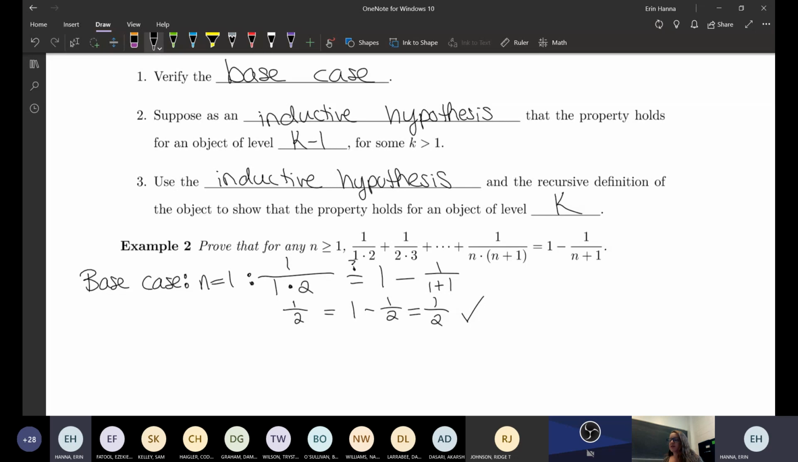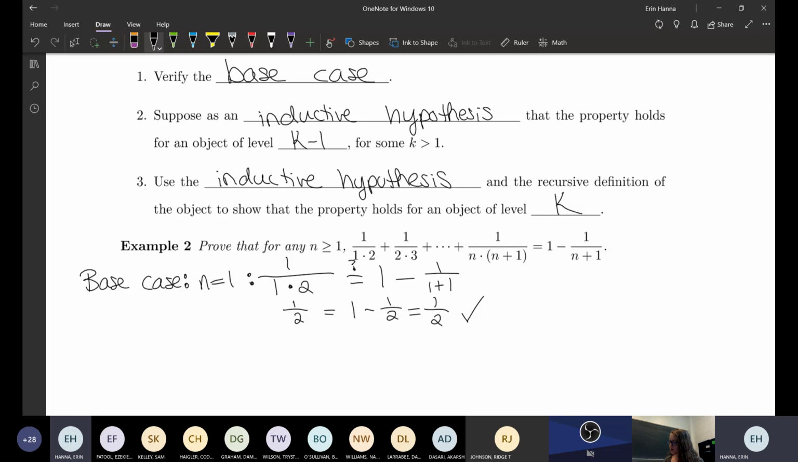We then want to assume it's true for k minus 1. So we want to assume that we essentially get all of this all the way up to letting n be k minus 1. So inductive hypothesis, I'm going to start abbreviating it as IH, and then IS for inductive step.